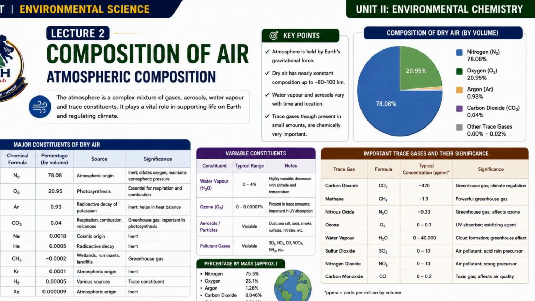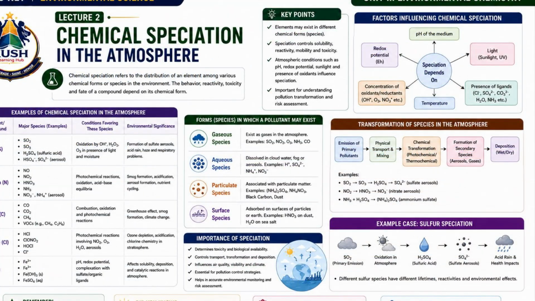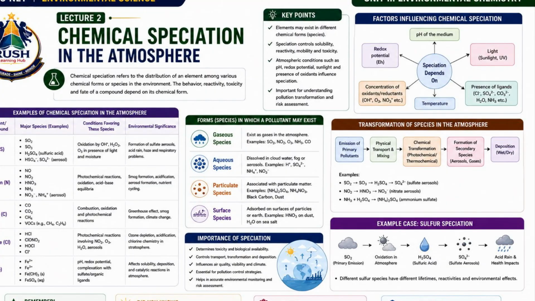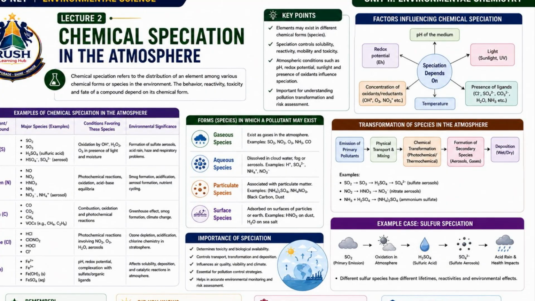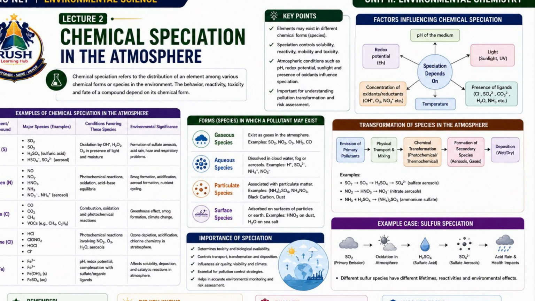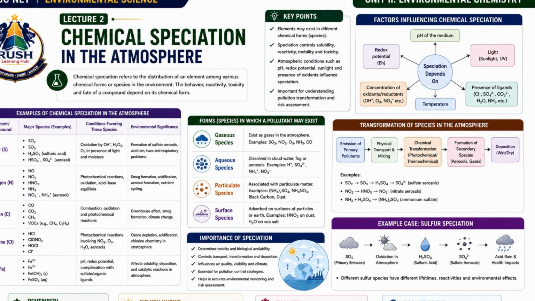Chemical speciation. Chemical speciation is a frequently asked topic in UGC NET Environmental Science because it helps us understand how pollutants behave in the environment. Simply measuring the total concentration of a chemical element is often not enough. Environmental scientists must also know the specific chemical form in which that element exists. This concept is called chemical speciation.